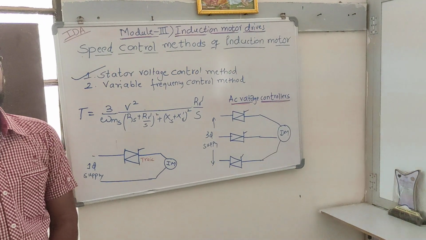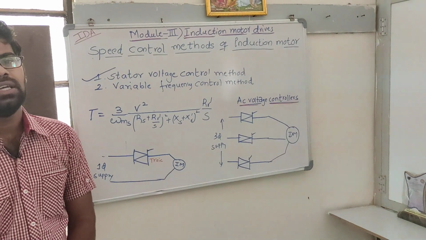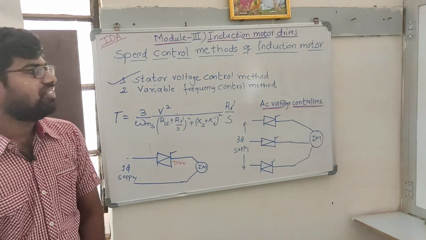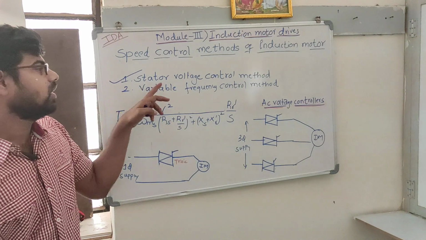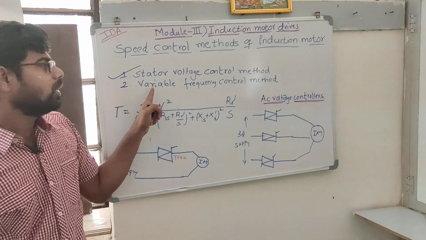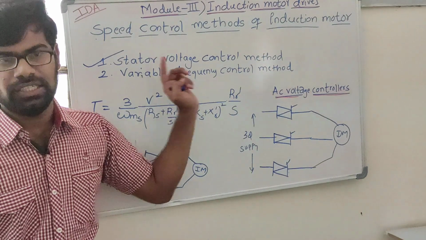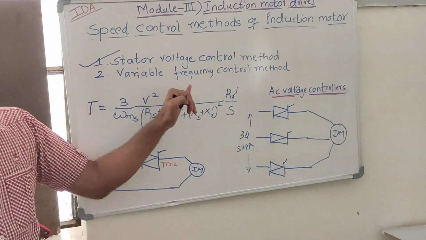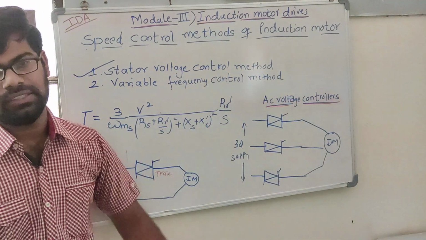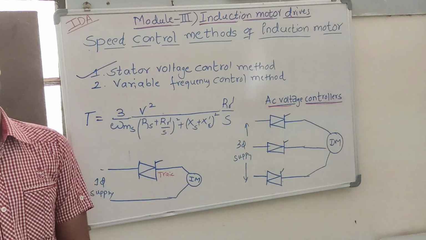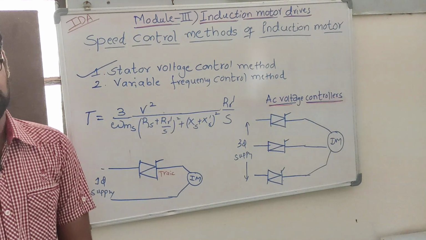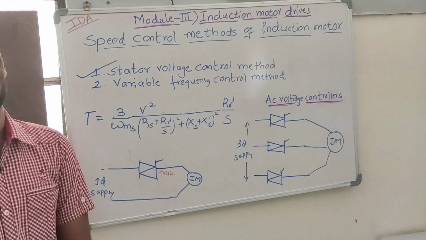There are various methods to control the speed of induction motor, but as per your syllabus, we have only two methods. One is the stator voltage control method, another is the variable frequency control method. Here one question comes: what is the necessity of speed controlling first?